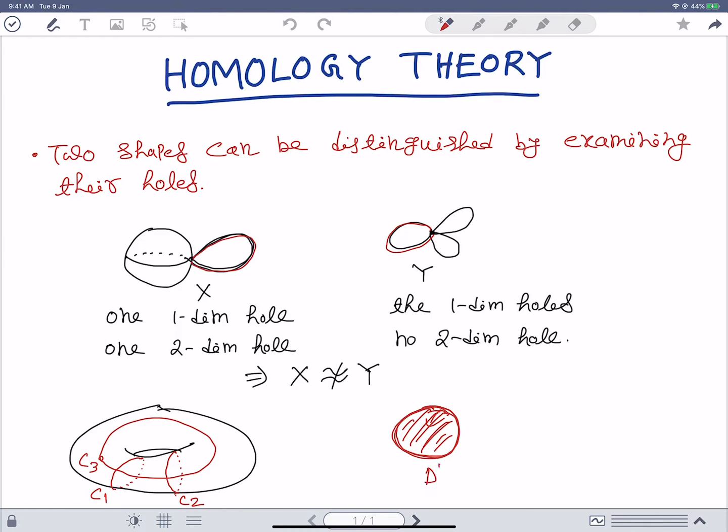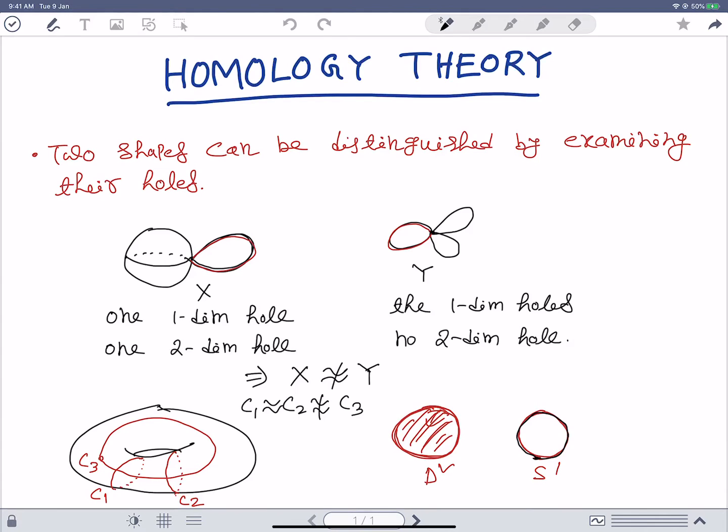But if you take a circle only, S1, and we consider this closed curve, then it is not the boundary of a region. That means within the topological space S1, this closed curve is not contractible. Therefore it is a hole. Now if we look at the torus again, then C1, C2 and C3 are three holes, and later we shall see that the holes C1 and C2 are equivalent in some sense, but both of them are not equivalent to C3. We shall see this later.